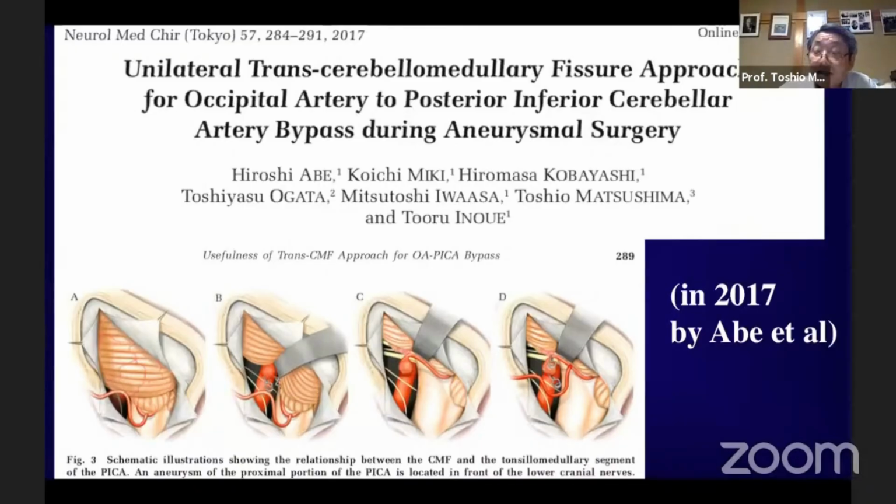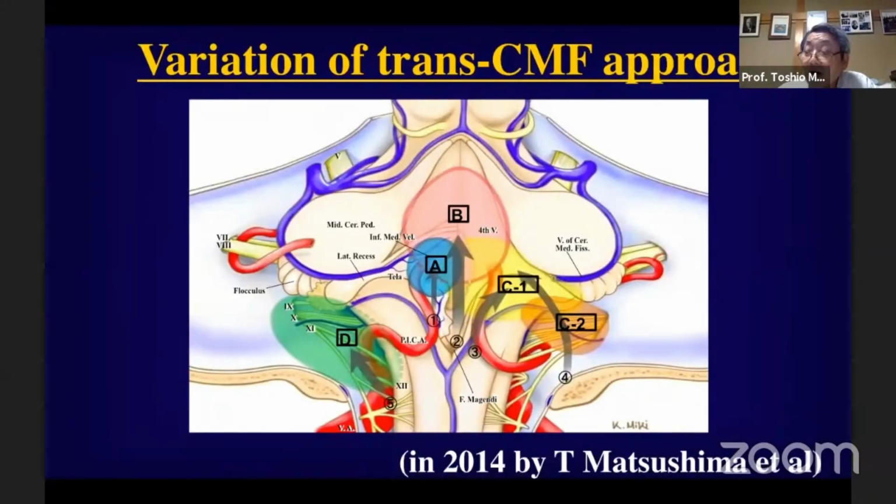Dr. Abe reported the usefulness of the unilateral transcerebellomedullary fissure approach for the OA-PICA bypass. Certain patients with aneurysm in the vertebral artery or PICA were treated using OA-PICA bypass after opening the cerebellomedullary fissure. We call the approach unilateral transcerebellomedullary fissure approach. Now I am using other variations of the transcerebellomedullary fissure approach. The illustration shows 4 different regions approached through the transcerebellomedullary fissure approach.